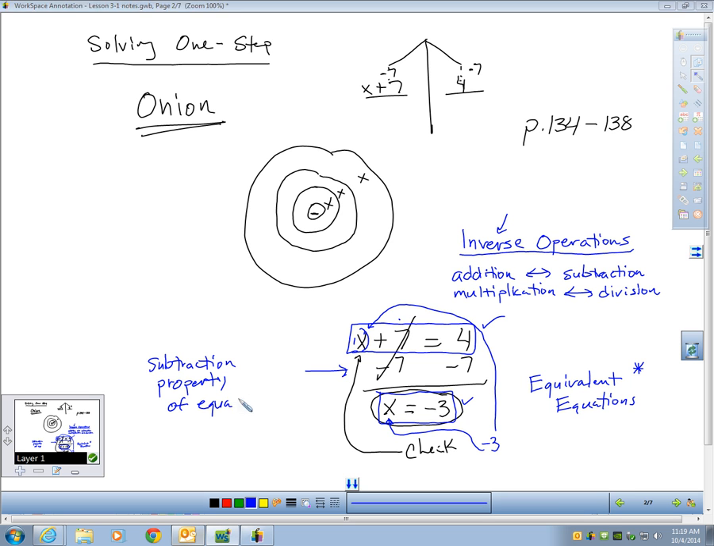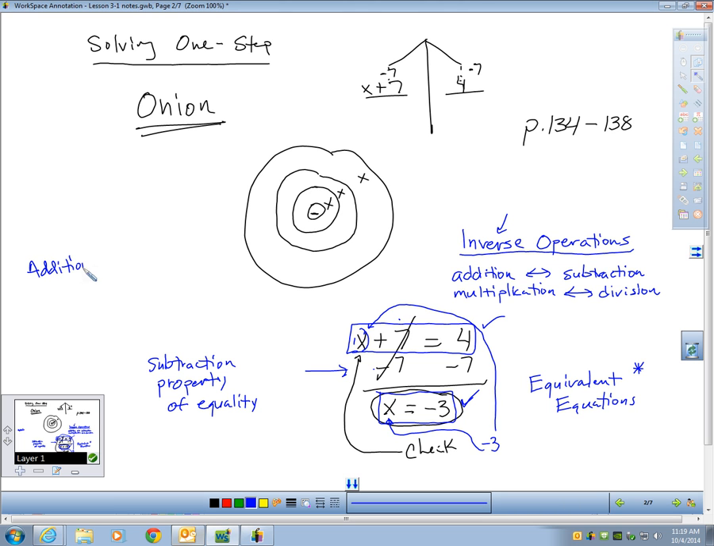Okay? The subtraction property of equality, I'm just going to say it in my own words, means that as long as I subtract the same amount from each side of an equation, the equation will stay balanced, it will stay equal, and it will produce the correct result. Okay? Now there are 4 properties like that. Here I subtracted the same amount from each side, that's called the subtraction property of equality. If I had added to each side of my equation, that's called the addition property of equality, and again, you'll see that on page 134.